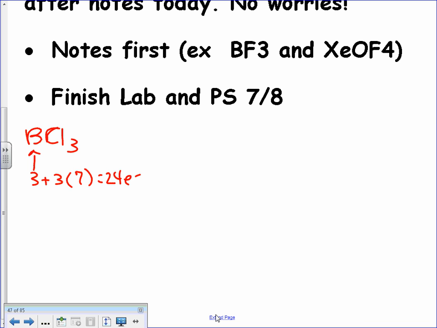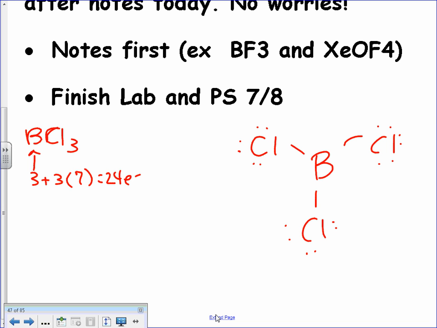So who's definitely going to be in the middle? Boron, and then you're going to separate your chlorines in 3 different directions, and then you're going to octet them up here. Okay, so give everybody octet, so that's 8, 16, 24.